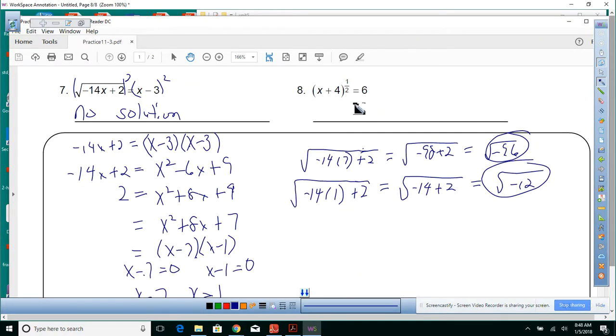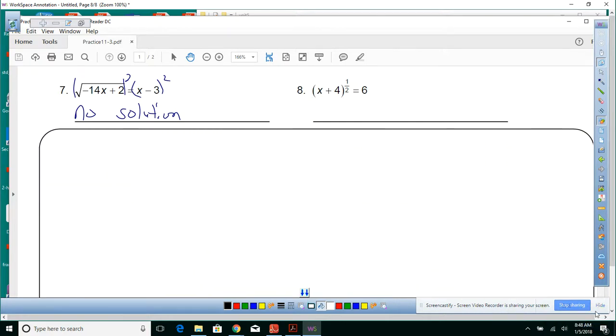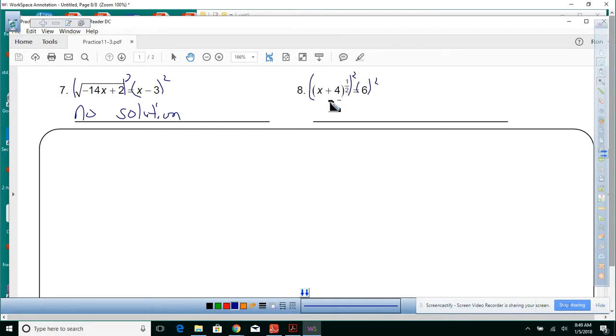Okay, so let's try number 8. I need some fresh real estate. What do we have here? I'm going to square both sides, and I get x plus 4 equals 36. I'm going to subtract 4 from both sides, and I get x equals 32. You can graph those in your calculator, and you'll see they work.